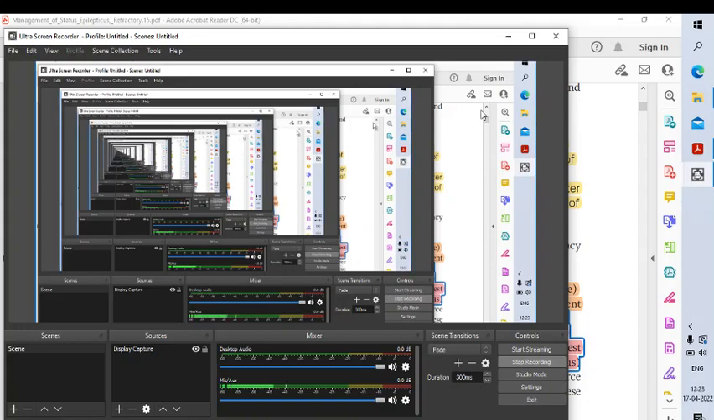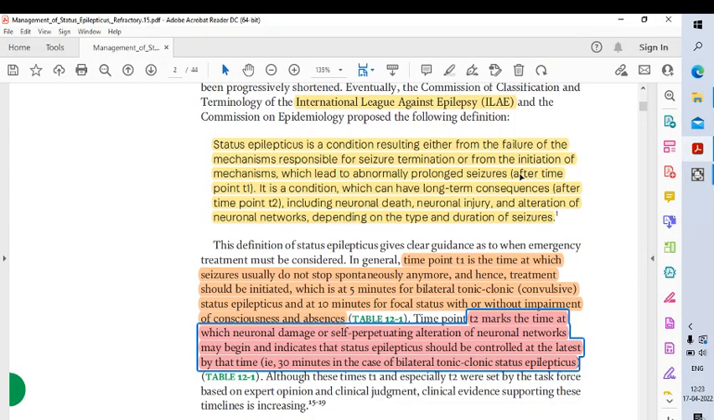Hello friends, today we will study the important thing about status epilepticus. That is a new definition of status epilepticus. This definition is given by the International League Against Epilepsy, which is ILAE.